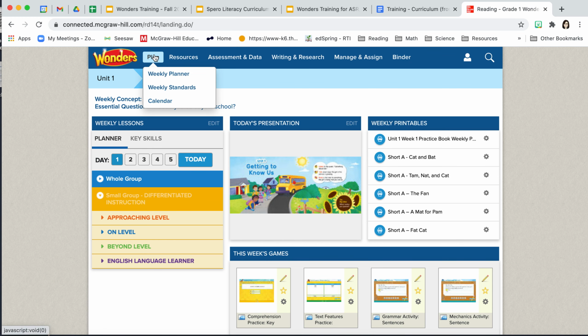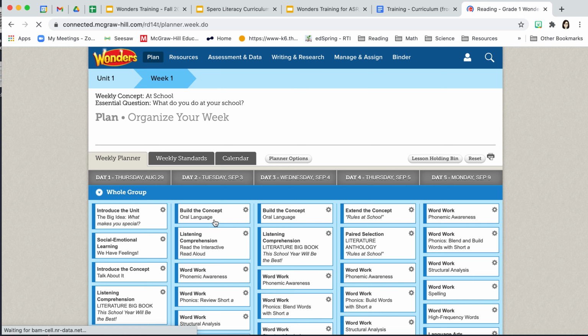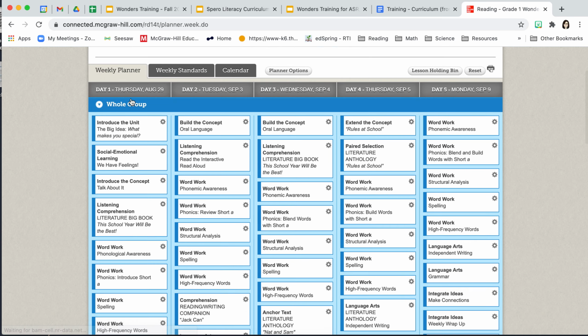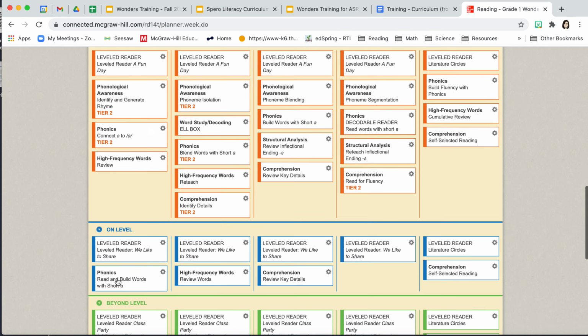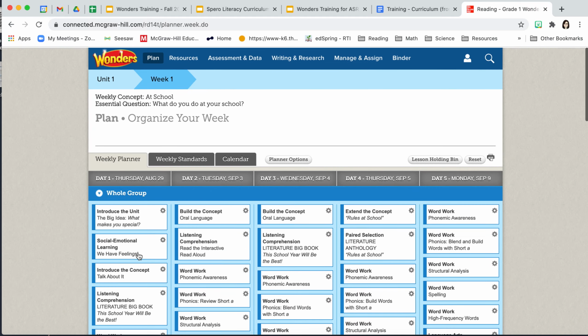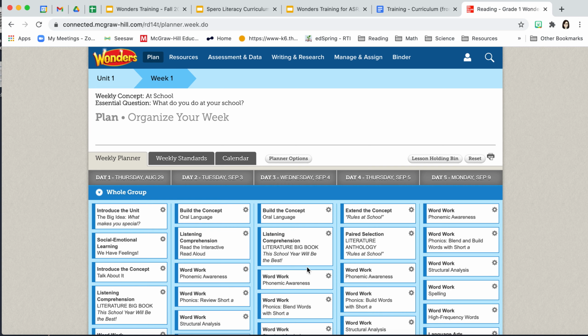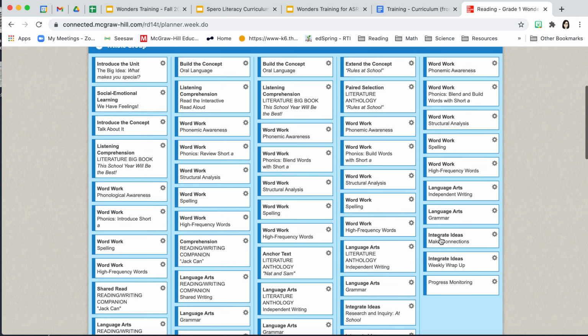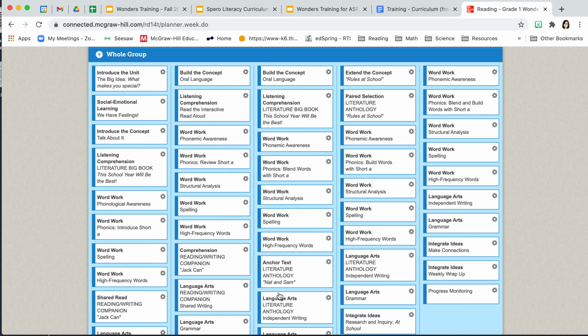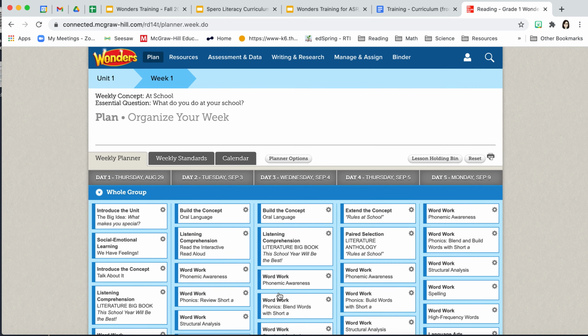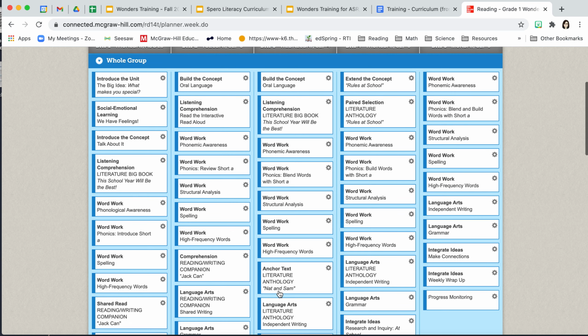The thing that really helped me, because I like to see everything all laid out, was going into plan and then weekly planner. This has day 1, every single thing that you're supposed to do for that day. Every single thing you're supposed to do for day 2. And again, it's got 5 days in it, okay? And so you're going to want to take a look and decide how you want to lay this out, what activities you want to do, etc.